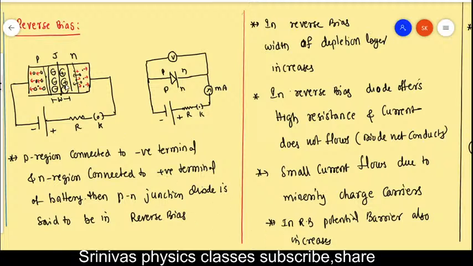In the reverse bias, the diode does not conduct, but due to minority charge carriers, in the P region one or two electrons are also there. They are repelled by the negative terminal, so they go towards the junction and cross the junction. In the N region, holes are the minority charge carriers. They are positive charges connected to the positive terminal. They are repelled by the positive terminal and go towards the junction. When the electrons and holes cross the junction, some current is generated. That is the current due to minority charge carriers. That's why a small current flows in the reverse bias. The diode does not conduct; that current is negligible.